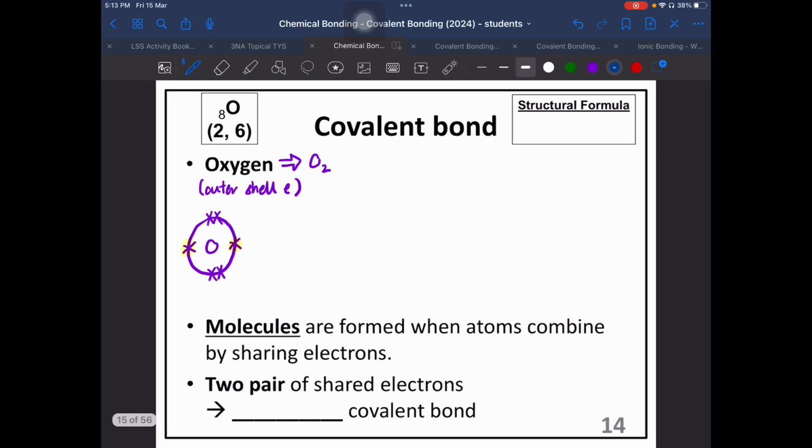So from this, we can tell that the oxygen actually needs two valence electrons. But remember, it can't gain, it can't lose because we didn't give it any of the other elements to react with.